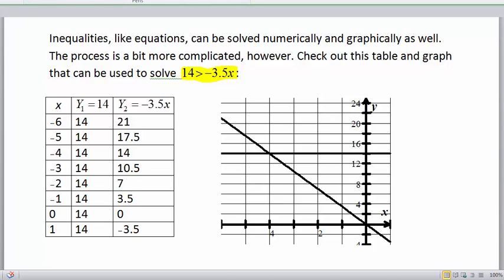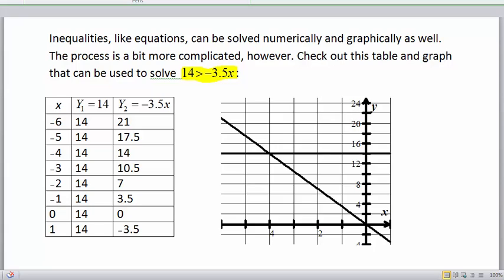Well, what do we do? So we'll start with the tables, solving numerically. Pretty much always, whenever you're solving numerically or graphically, whether it's an equation or inequality, you're going to use your graphing calculator and make one side of the equation or inequality your y1 and the other side your y2. So that's what we have here: y1 equals 14 and y2 equals negative 3.5x.